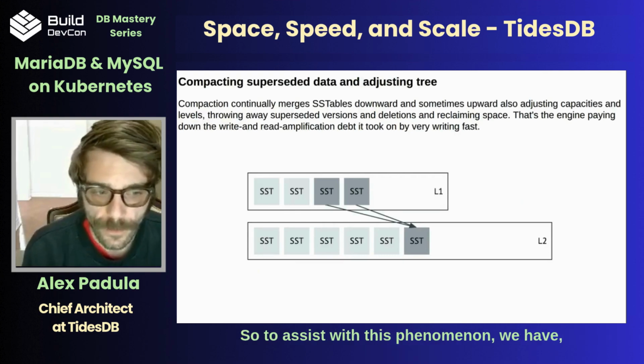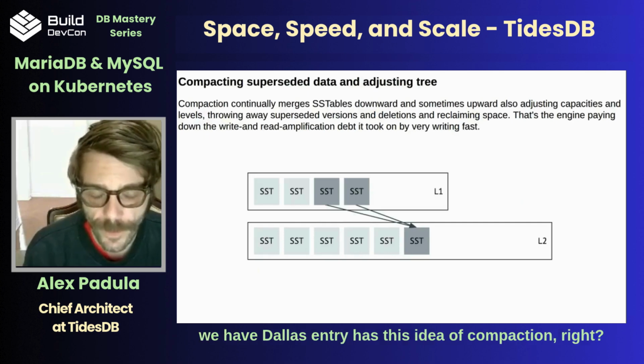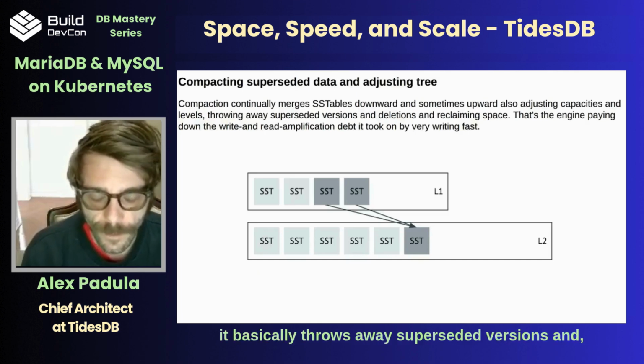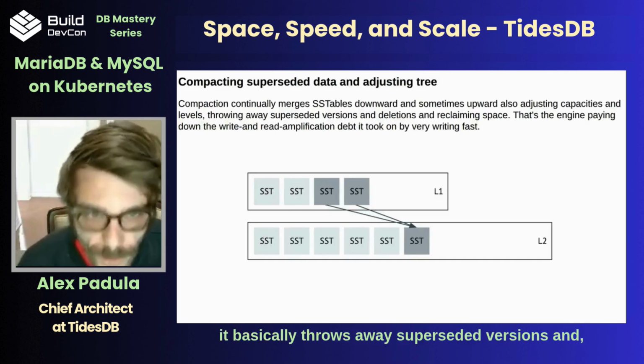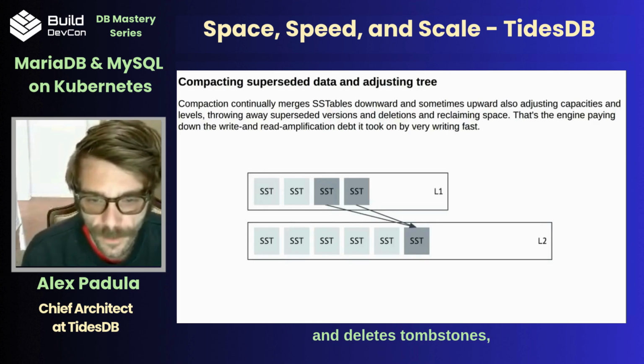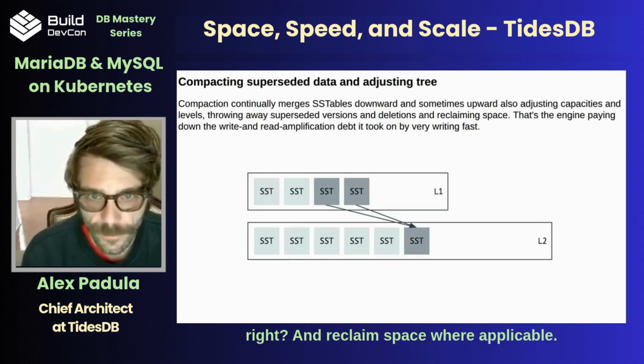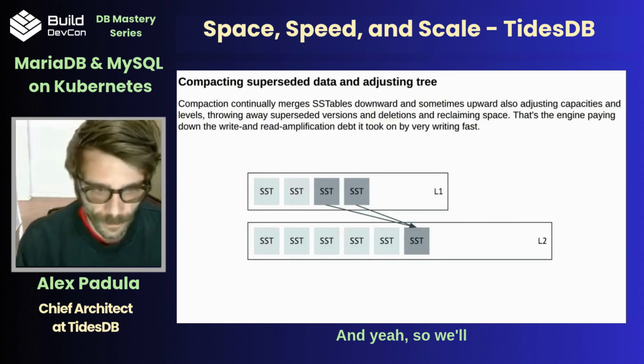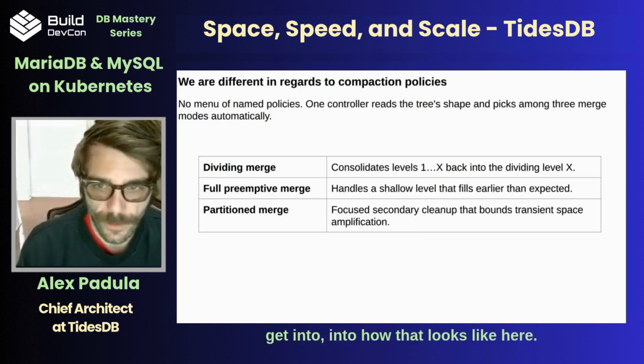So to assist with this phenomenon, the LSM tree has this idea of compaction, right? And compaction basically throws away superseded versions and deletes tombstones, right? And reclaims space where applicable. And yeah, so we'll get into how that looks here.